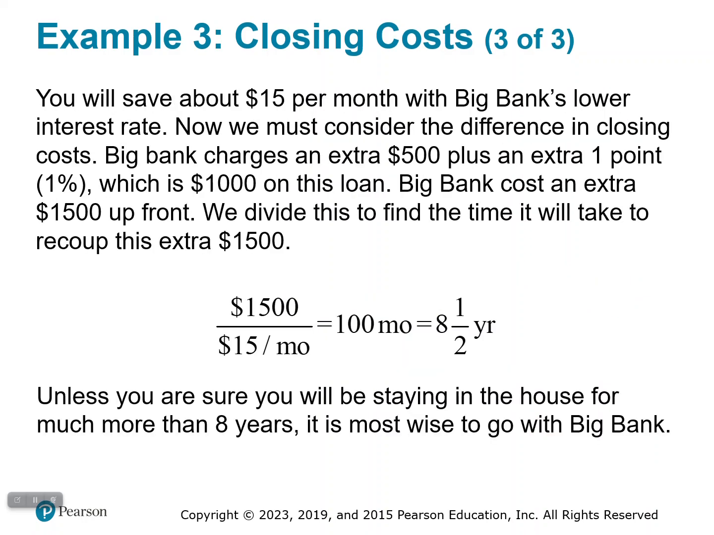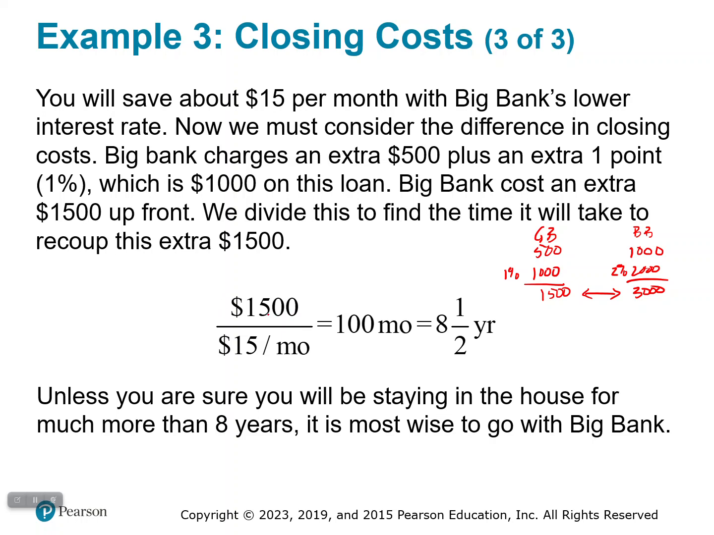Okay, so let's think about this. We'll save about $15 per month with Big Bank's lower interest rate. So over the life of the loan, awesome. But we have to consider the difference in closing costs. Great Bank charges $500, Big Bank charges $1,000. Great Bank charges 1 point, and Big Bank charges 2 points. So the difference is at the beginning, right? It's only about $15 per month overall, but there's a difference of $1,500 in upfront costs.